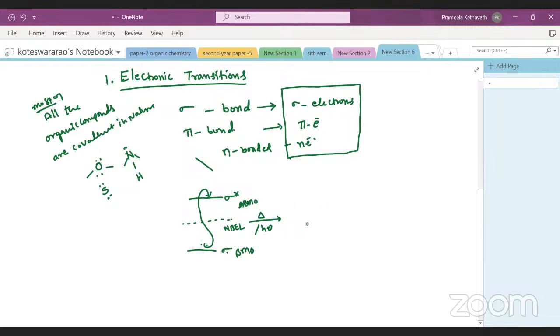After excitation, it leads to the formation of the first excited state of the sigma electron. That is, the sigma electron is excited from the ground state to the first excited state. Right. This is the ground state. This is the first excited state.